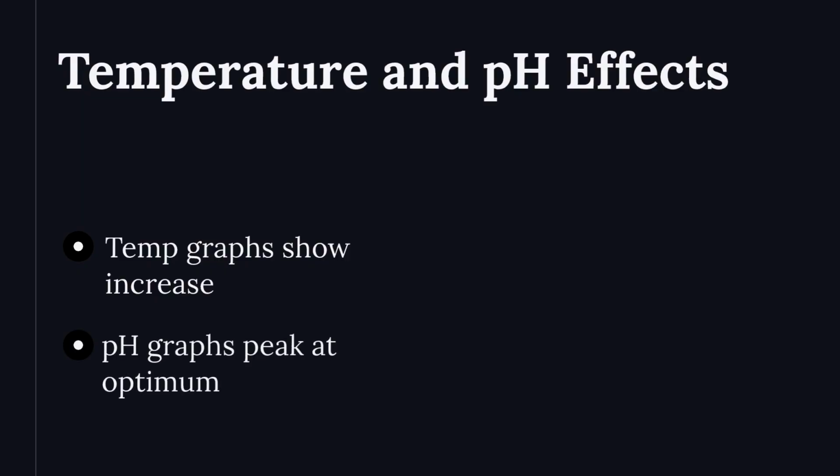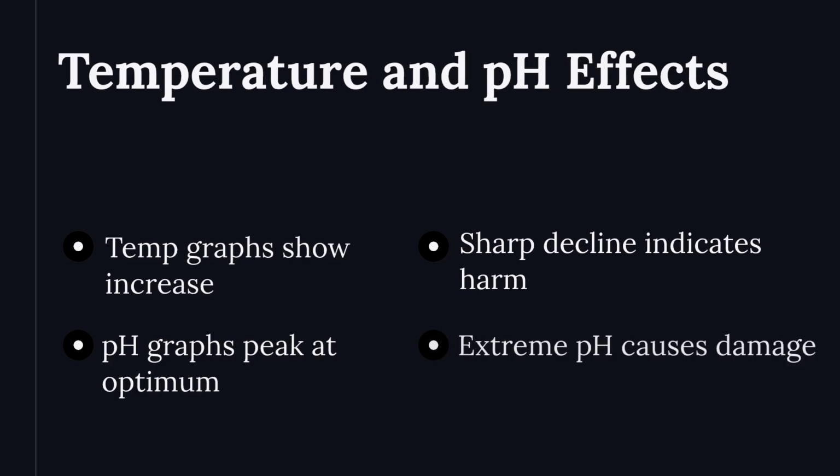Temperature graphs show a gradual increase to optimum, then a sharp decline. This decline indicates structural damage from denaturation. pH graphs display a bell-shaped curve, peaking at optimum pH. Sharp drops at extreme pH suggest denaturation or altered active site charge. These graphs help interpret enzyme activity patterns.